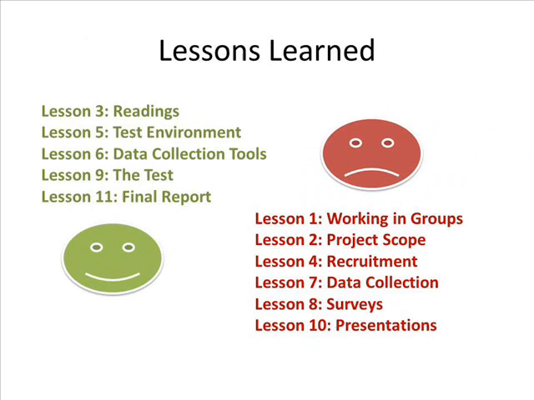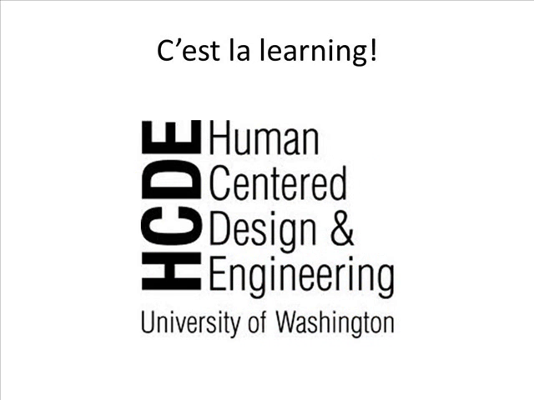Lucky for us, lessons 2, 3, 5, 6, 9, and 11 we figured out in advance. Unfortunately, lessons 1, 4, 7, 8, and 10 we had to learn the hard way. I hope someone in the future can maybe learn from these lessons and do the right thing the first time around. This is the end of my final reflection.